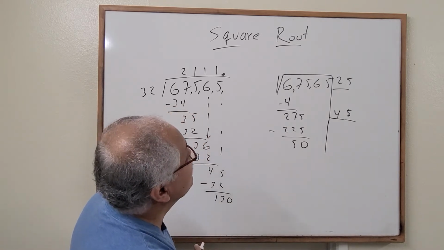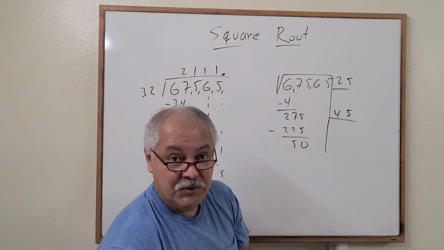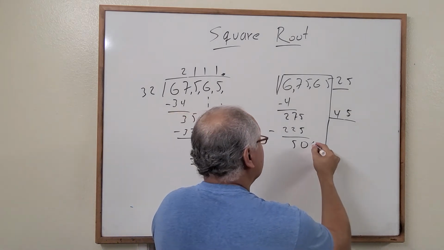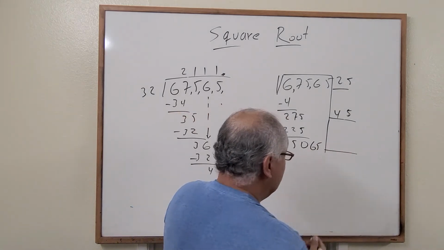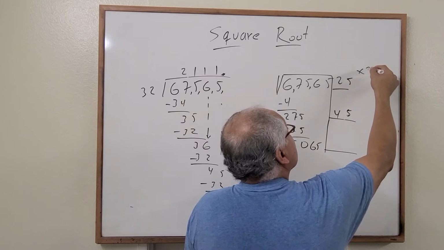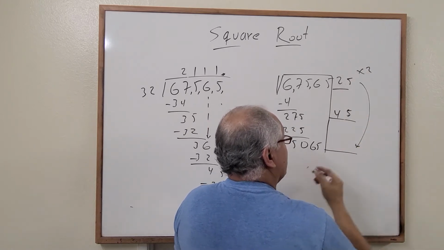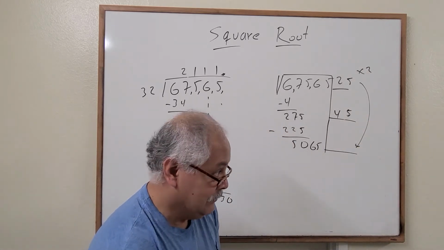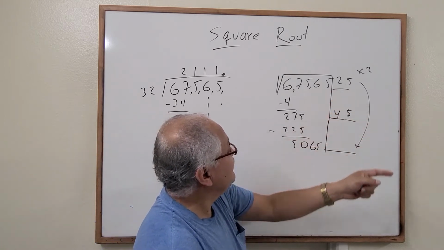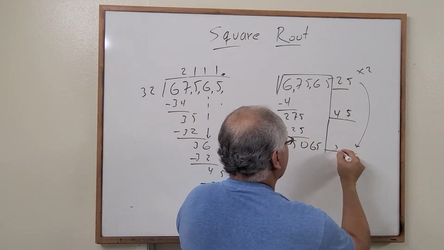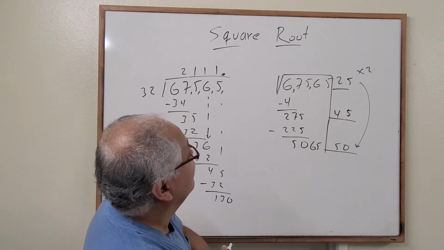Perfect. Now let's continue. Let's take the set, which is 65. And one more time, we multiply this root and place it right here. Multiply it by 2. And then what do we have? 25 times 2 is going to be 50. Correct? 50.